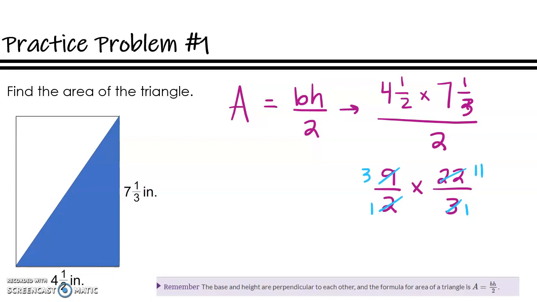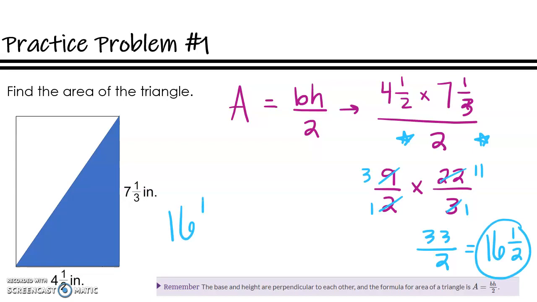So I end up with 3 times 11 on top, 1 times 1 on the bottom, that's just 33. And I can't forget, this is what students forget the most about triangles, I have to divide by 2 at the end. 2 goes into 33 16 times, that's 32. So there's 1 out of 2 left over. My final answer is 16.5 inches squared.